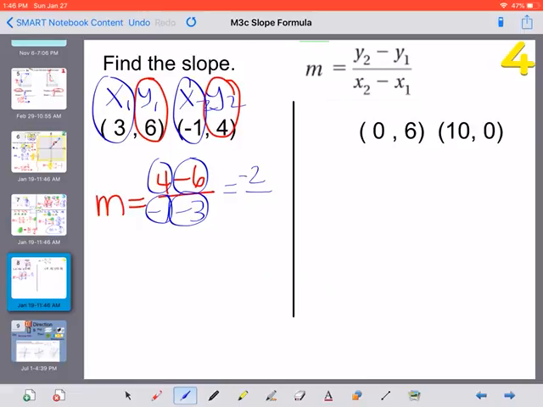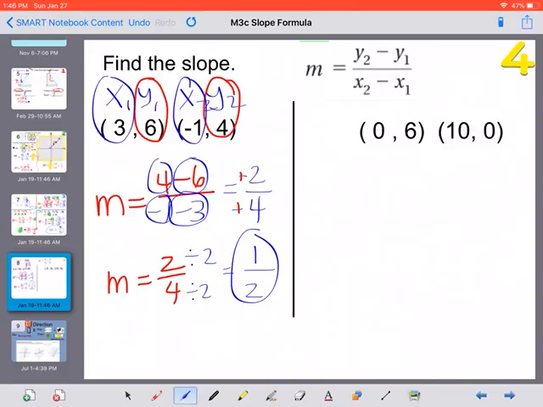-1 minus 3, same sign, add and keep, all negatives. 2 negatives make a positive, so our slope is 2/4, but we can simplify. So we really have 1 over 2, a slope of 1/2. So on our graph, we would have gone up 1 and over 2.